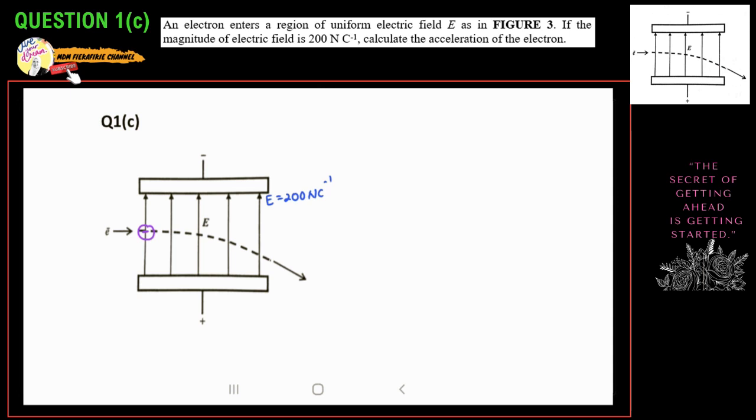So now if we draw all the forces on the electron, since this is an electron, negative charge, that means there is an electric force on the electron, which is in the downward direction. Kenapa dia downward bukan upward? Kan saya kata tadi, sebab dia negative charge electron, dia akan attracted to positive plate. Okay, and remember, there is also a weight of the electron.